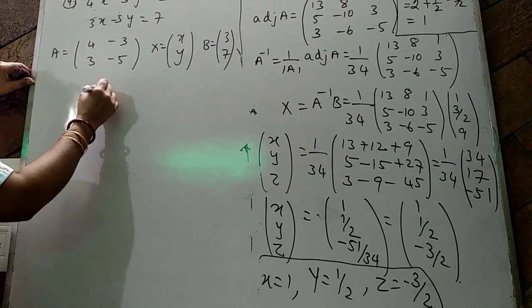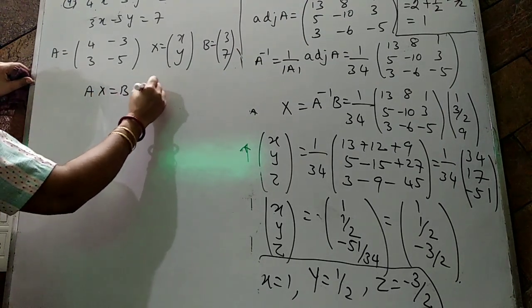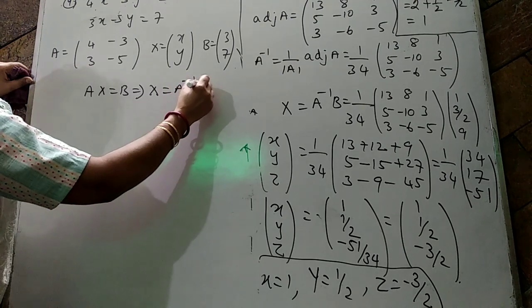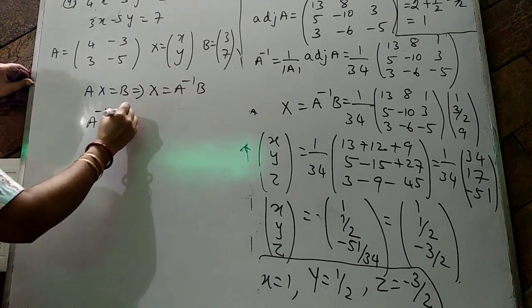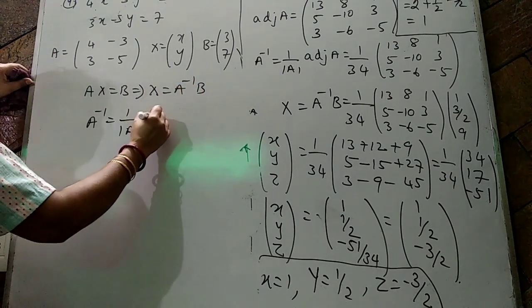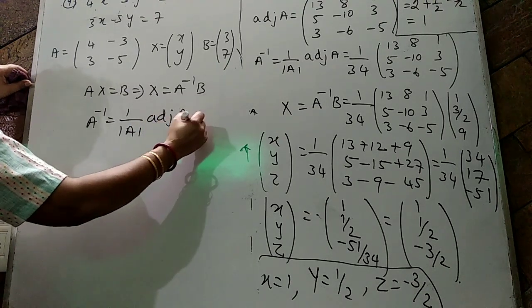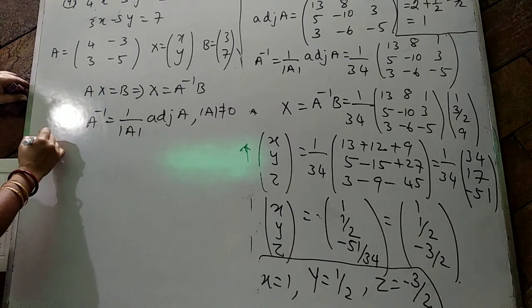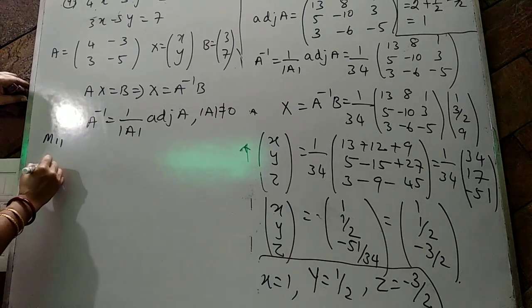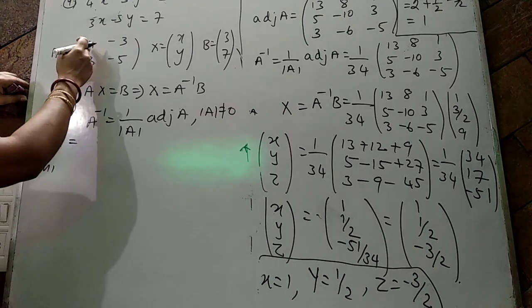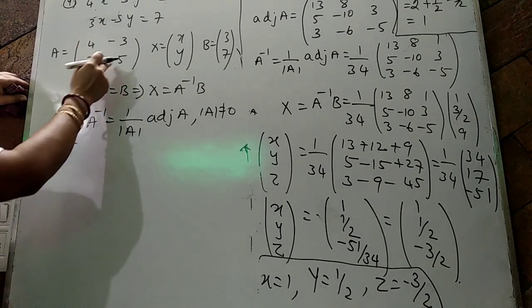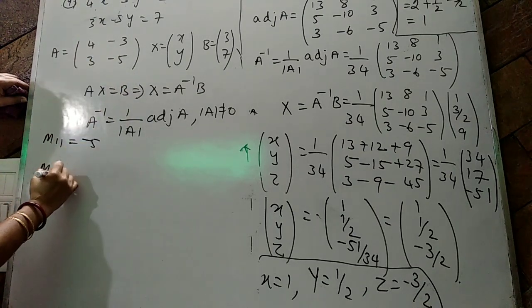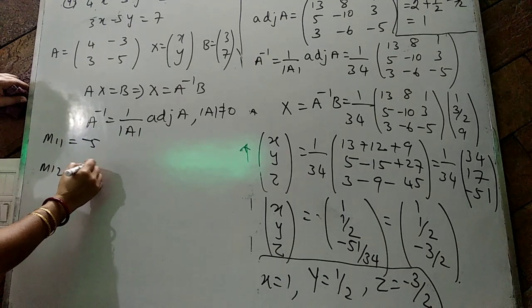Now listen better. AX is equal to B, which implies X is equal to A inverse B, where A inverse is equal to 1 by determinant of A into adjoint of A, where determinant A is not equal to 0. Now I'm finding the minors and cofactors. Now M11, M12, it is so easy. For 1, 1, if you delete the corresponding row and column, we will get minus 5. Then for 1, 2, we get 3.